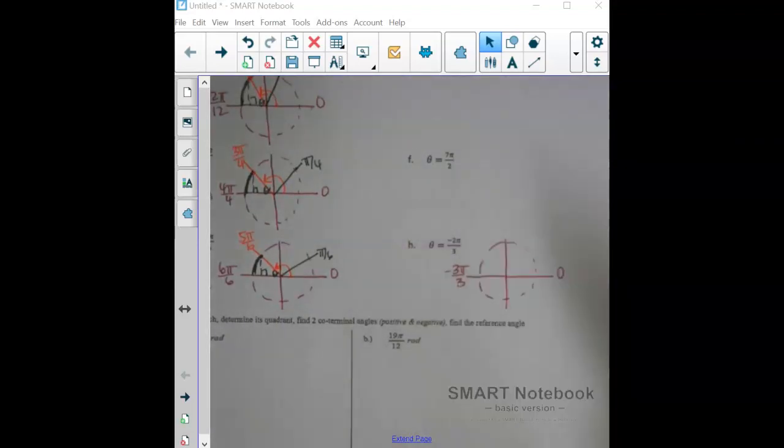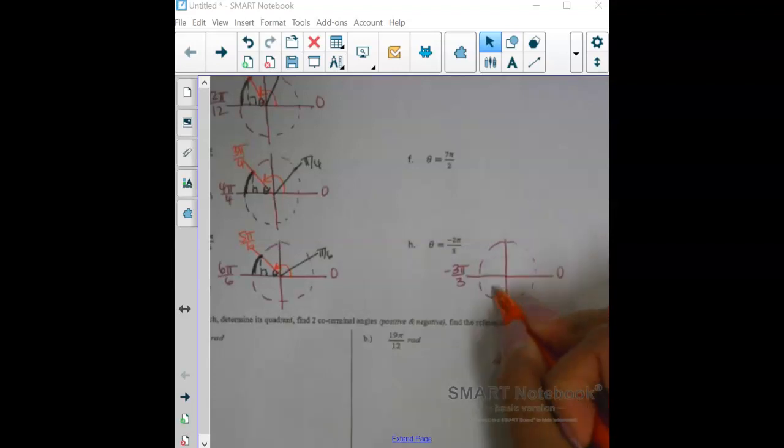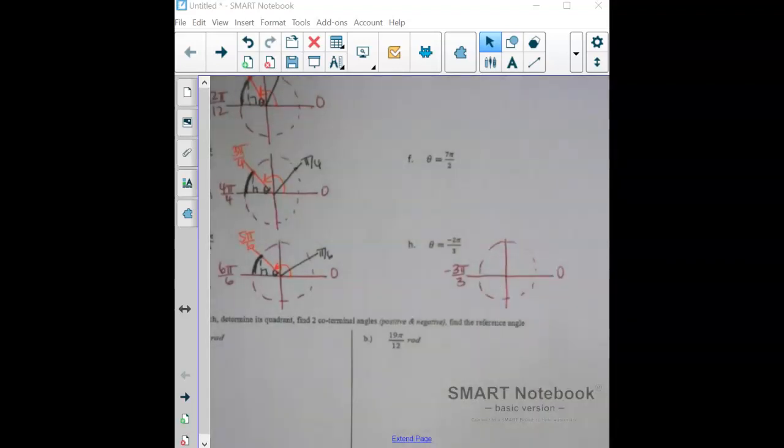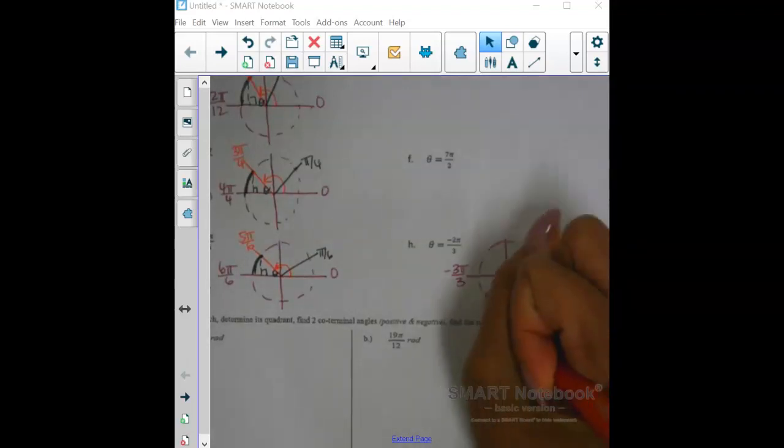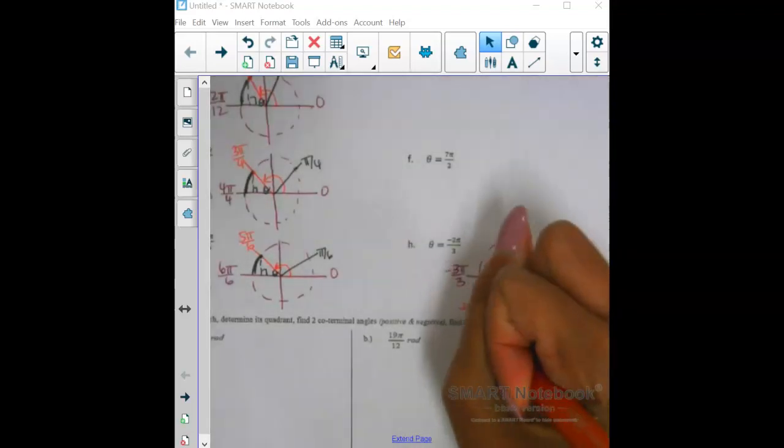Okay, so this one's asking for negative 2 pi over 3. Itzel, what quadrant is negative 2 pi over 3 going to be in? This is 1, 2, 3, 4. Are you sure quadrant 4? Say it again. Quadrant 3, yes. Quadrant 3 is right here. This is negative 2 pi over 3.